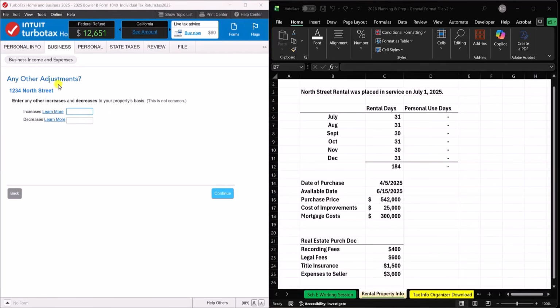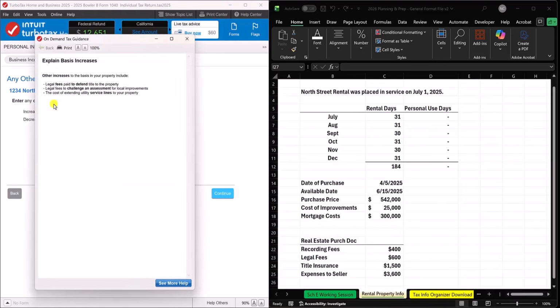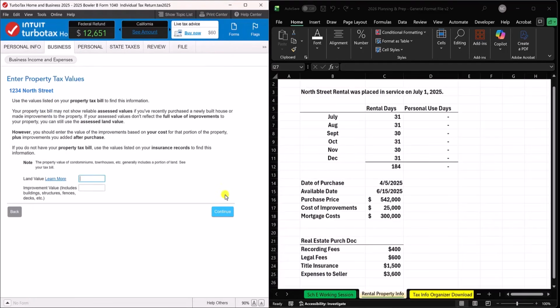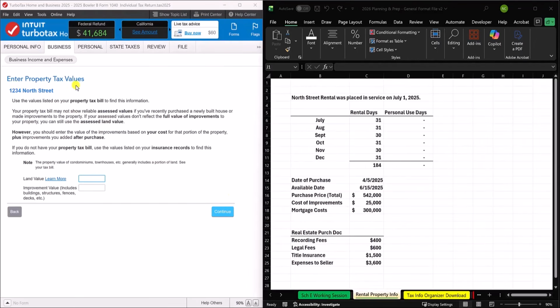Continue. Any other adjustments, either increases or decreases? Let's see what some of the provided options are. Legal fees paid to defend the title of the property. That would be like added to the cost of the basis you have in the property. Legal fees to challenge an assessment, the cost of extending utility service lines. We're just going to say no on all of these various items. If you have any of these unusual items, we can certainly add the amounts in right there. Continue. Okay, enter property tax values.